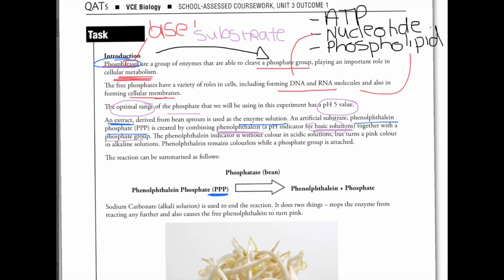The phenylalanine indicator is without colour, so it's clear, but turns pink in alkaline solution. Okay, so alkaline just means basic. It's a base, in other words, which we got up here. Phenylalanine remains colourless while a phosphate group is attached.